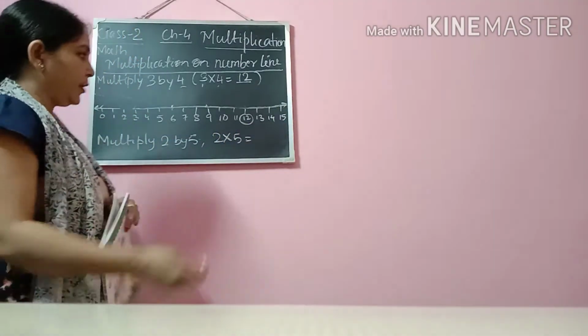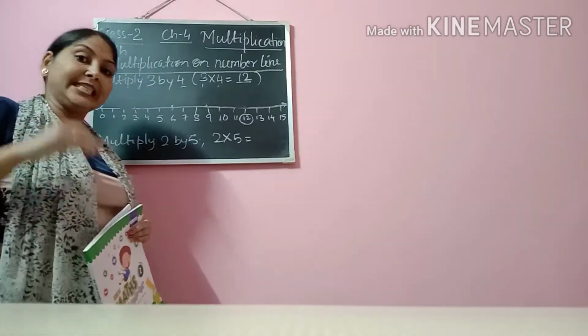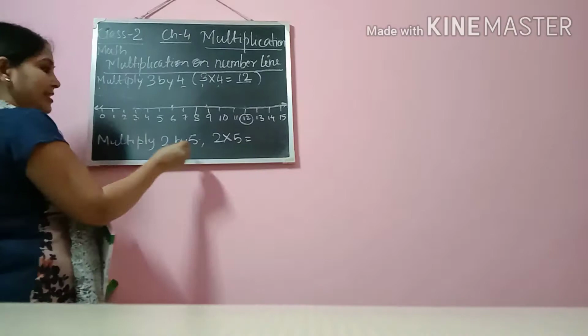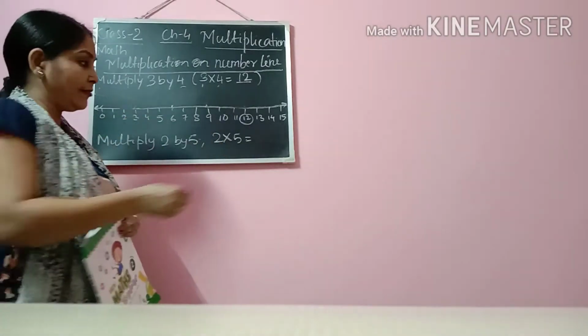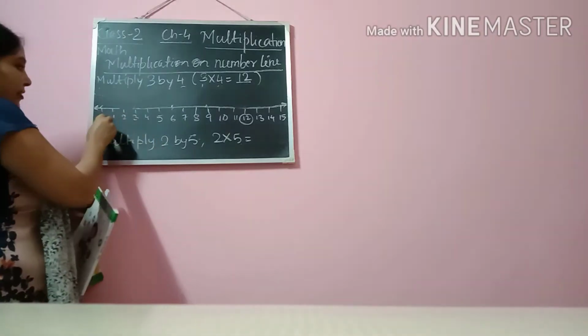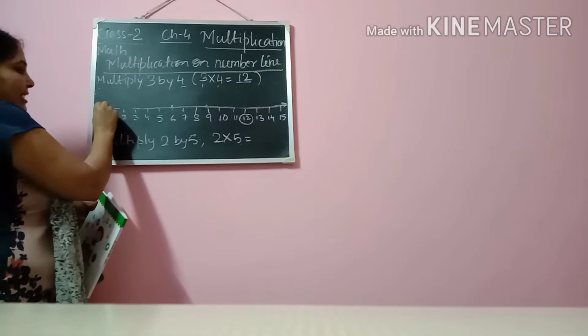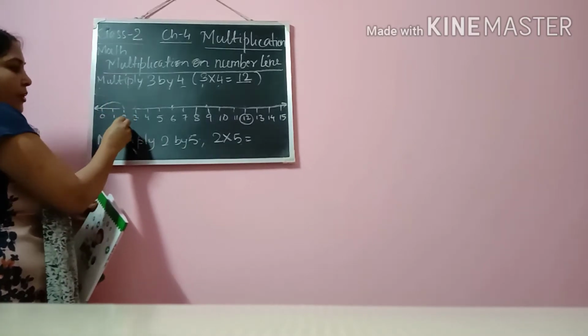So here, which number are we repeating? We are repeating 2. That means we are skipping 2 numbers each time, and we have to skip 5 times. So let's start from here. 1, 2. 2 numbers we have skipped and we have reached 2.